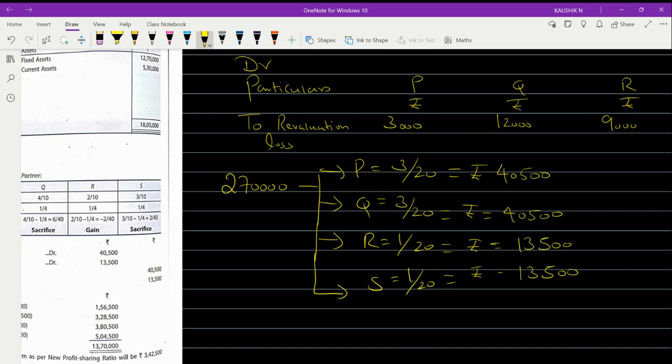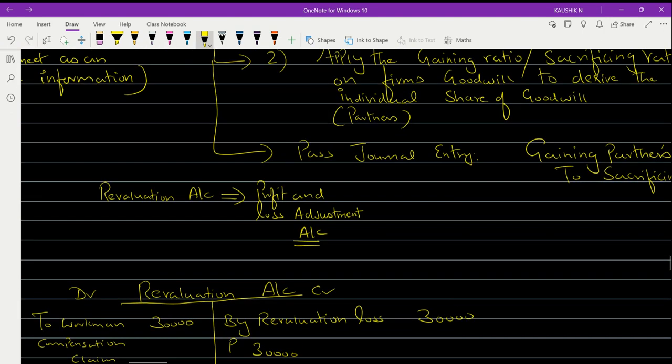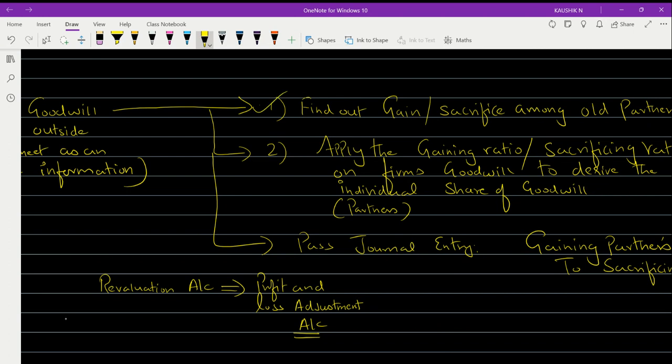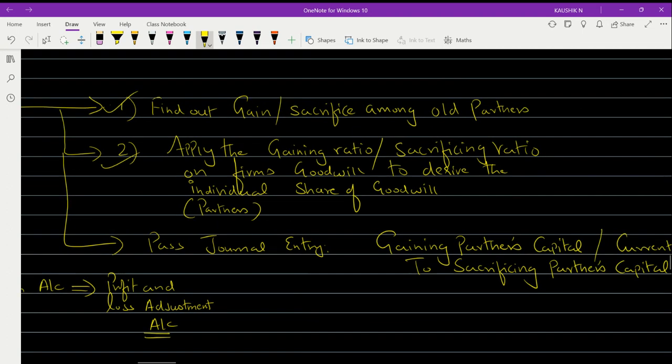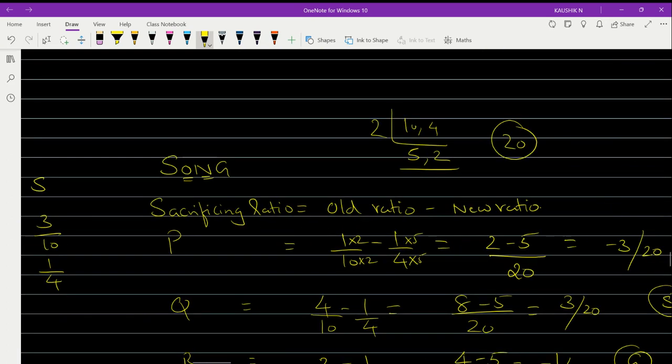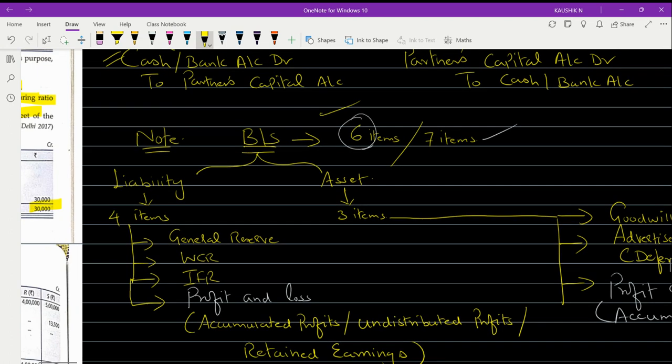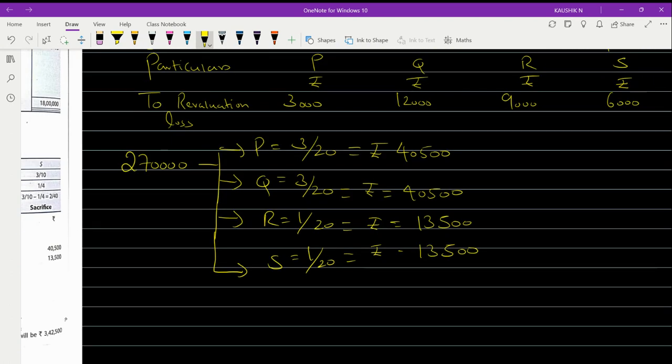So the second step is also over, right? As I have given here, step one, step two, step three. You can see here we are done with the first step. We are done with the second step, applied it and you got the value. Then what has been said? Pass the journal entry. Gaining partners to be debited, sacrificing partners to be credited, and the amount has also been derived, right? So just pass the journal entry here. Whoever the gaining partner is, you can see to it. Gain is P and R. So P and R are gaining partners. So prepare the journal according to that.